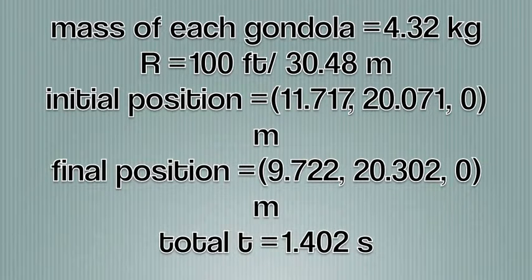I found that the mass of each of the 42 Skyview gondolas is 4.32 kilograms. The radius of the Ferris wheel is 100 feet, or 30.48 meters. The initial and final positions were found in Tracker, and the total time was 1.402 seconds.